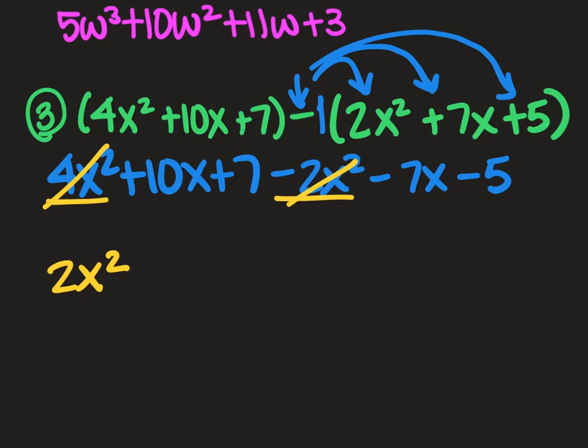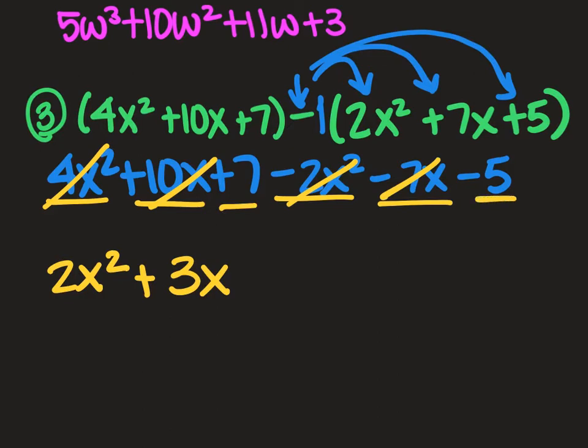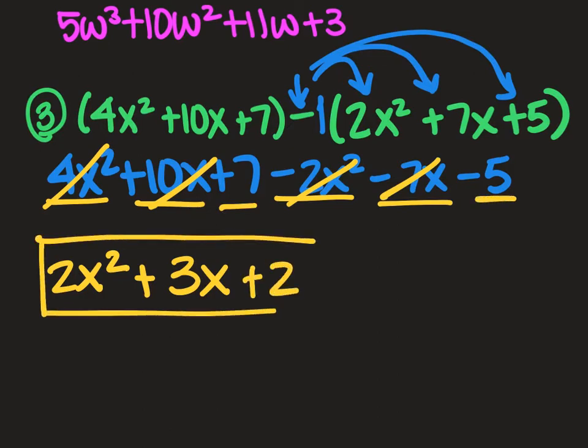And then I go to my x's. I have a positive 10x and a negative 7x, giving me a positive 3x. And then positive 7, -5 gives me a positive 2. All done.